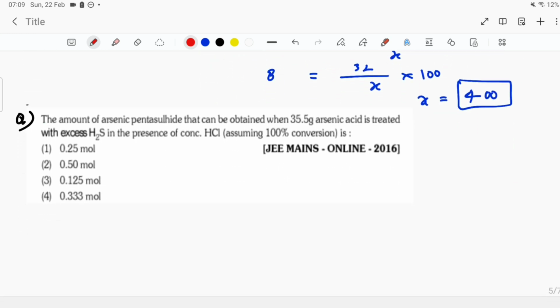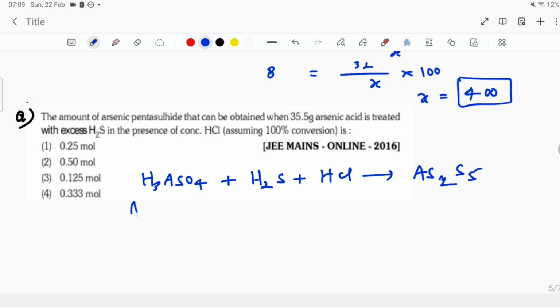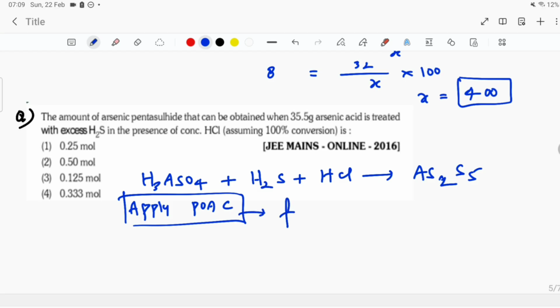Next, the amount of arsenic pentasulfide that can be obtained. The formula is important here; you should know the formula. The balanced reaction is also important. See here, H3AsO4 reacting with H2S and HCl to form arsenic pentasulfide, that is As2S5. I am just applying POAC, no need to think about balancing. The amount of arsenic pentasulfide obtained when 35.5 grams of arsenic acid is treated with excess H2S, assuming 100% conversion. So I am applying POAC for arsenic.